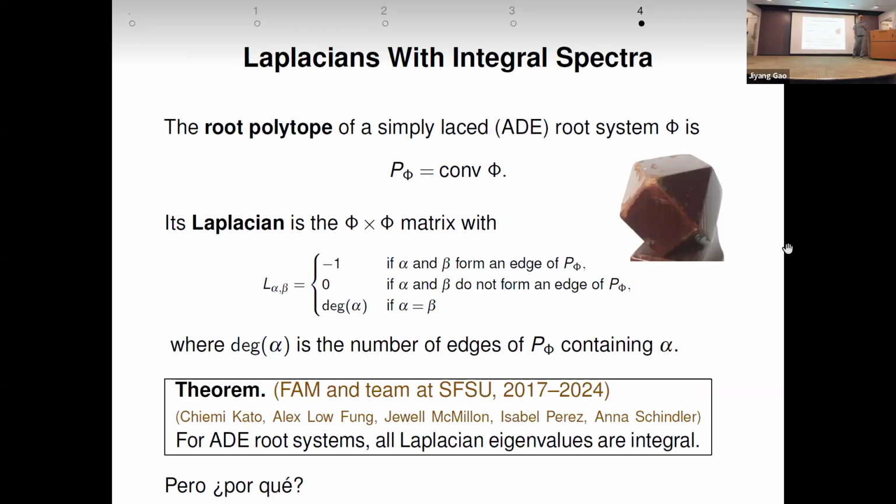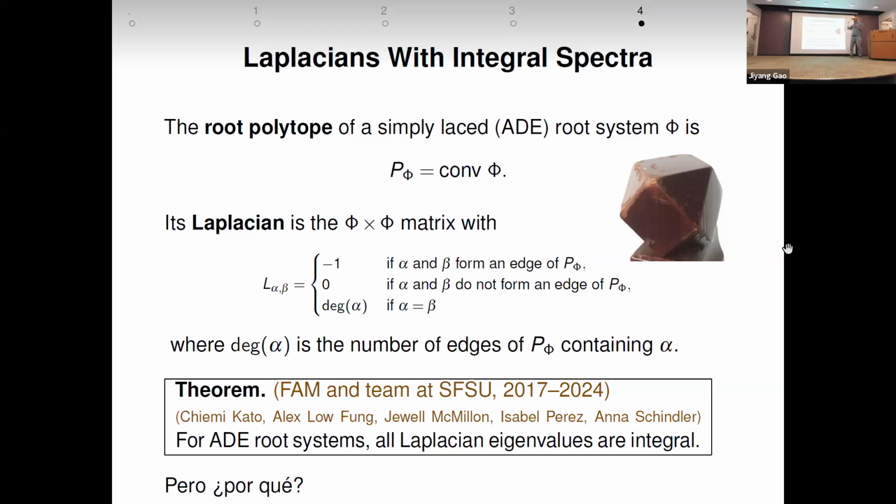The fourth fact that I have proved with a number of my undergraduate and master's students at SF State, that I don't fully understand, is that for the simply laced root systems, the ones of type A, D, and E, and only for the simply laced ones, the eigenvalues of the Laplacian matrix are integers. So what do I mean by this?